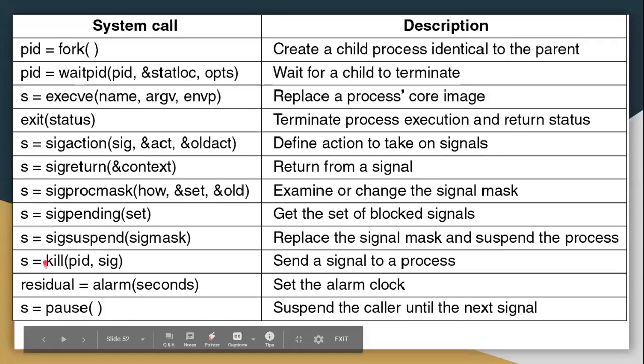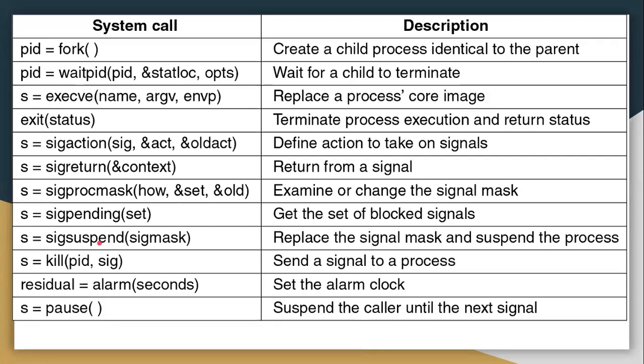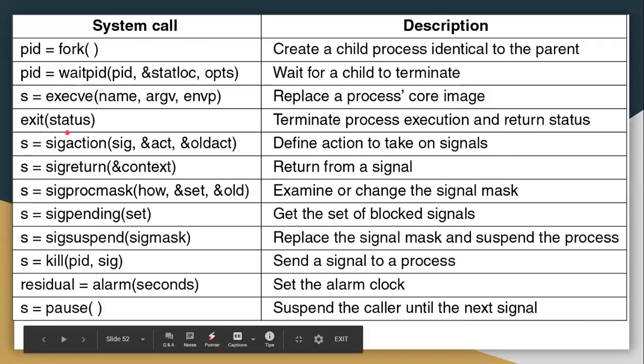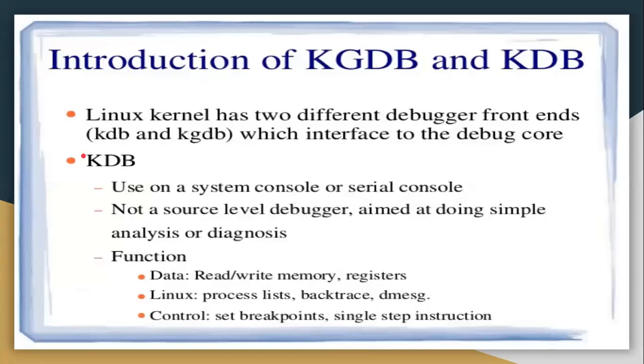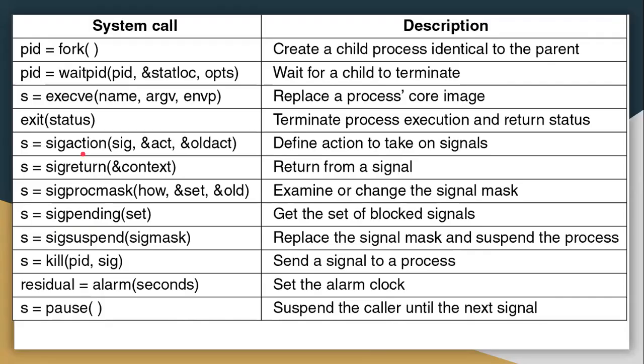Whether it's a kill, where you want to kill any process ID, interrupt with any signal, suspend, or check your pending status, if any process is still pending, you can set it. So these are a few hardware level programmings with their parameters and functions. Fine. So these are a few system calls.